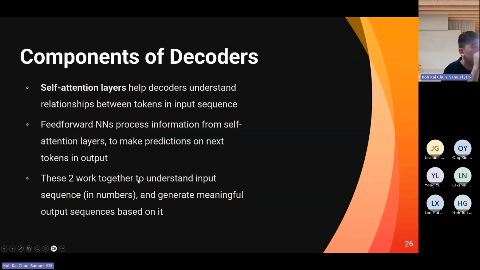So to move on to the components of it, it has self-attention layers to help the decoders understand the relationships between the tokens in the input sequence, and feed-forward neural networks process this information from the self-attention layers to make predictions on the next tokens in the output. And these two work simultaneously to understand input sequences in numbers and generate meaningful output sequences based on that. So decoders have self-attention layers as well, just like the encoders, and they also have feed-forward neural networks to process information. So that one is what we covered just now.